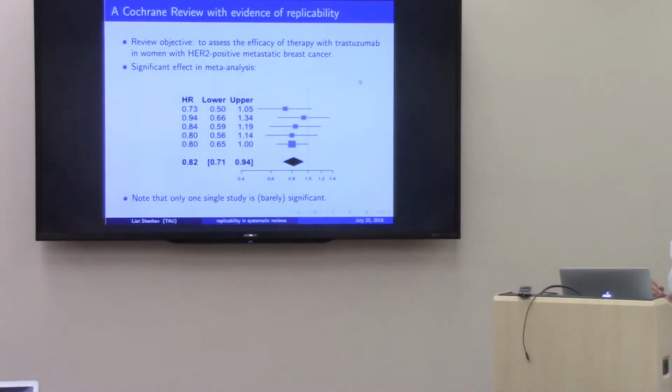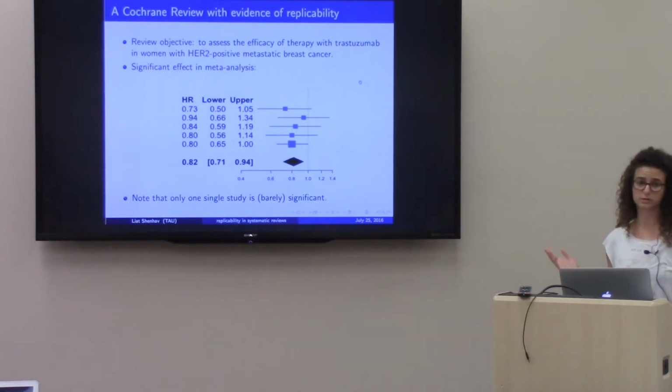In this specific review, we focused on breast cancer. The review's objective was to assess the efficacy of a therapy for women with HER2 positive metastatic breast cancer. Here we see that they're combining 5 studies, and only one of them is barely significant.